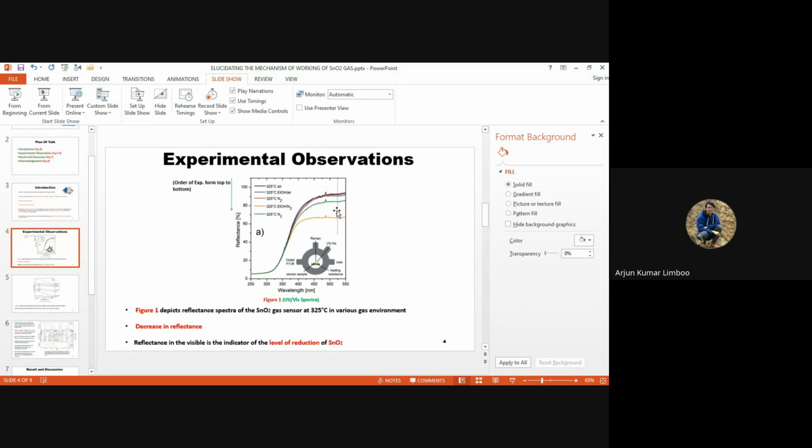So here in this graph, as you can see, this green spectrum shows the nitrogen after the reducing agent has been introduced to the gas environment. When nitrogen was introduced again, the reflectance was raised again, but not up to the original level. This is caused by the presence of oxygen vacancies in the metal oxide surface. So we can say that the reflectance in the visible range is the indicator of the level of reduction in the SnO2 gas sensor.